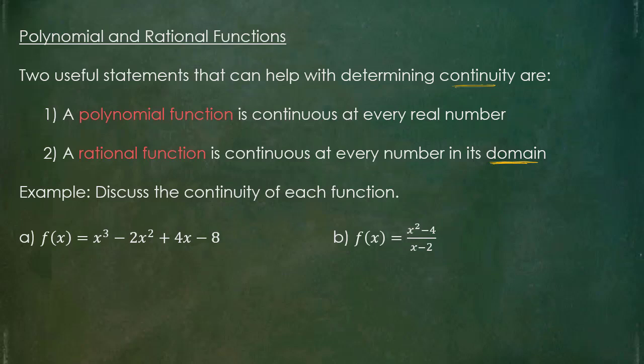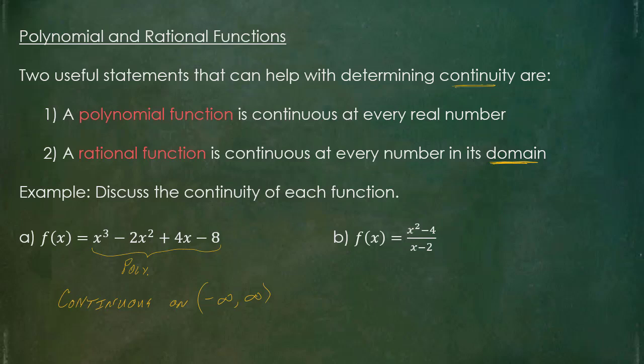So some examples here at the bottom. Letter A, f of x equaling x cubed minus 2x squared plus 4x minus 8. That all together is a polynomial. Since that is a polynomial, using the first statement we can say it's continuous everywhere. So we could also use interval notation and just say that it's continuous on negative infinity to positive infinity, that open interval, because every real number it happens to be continuous at.